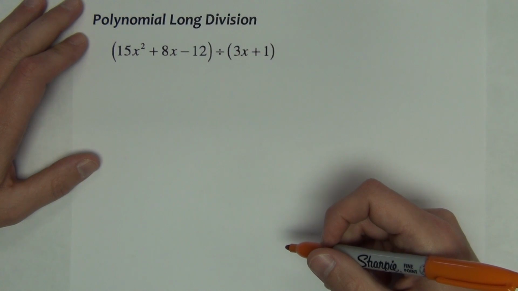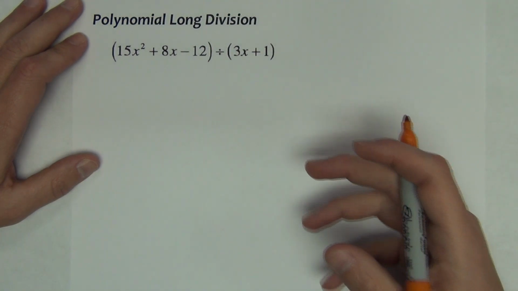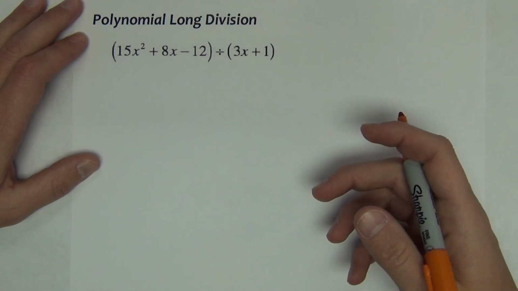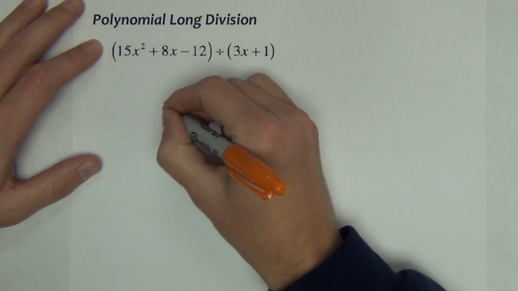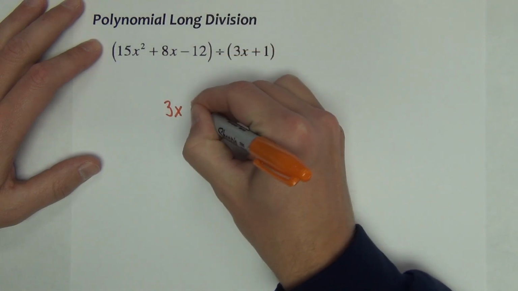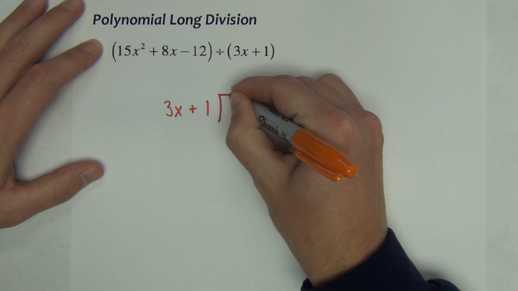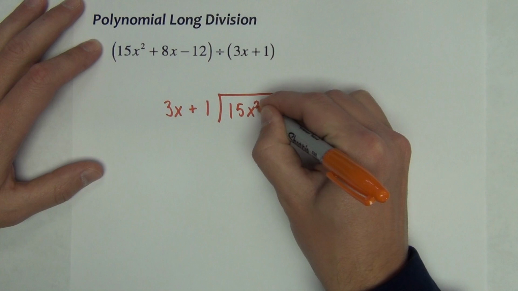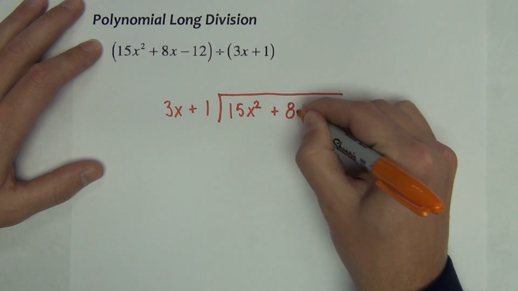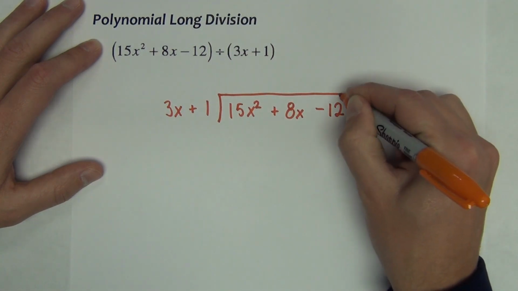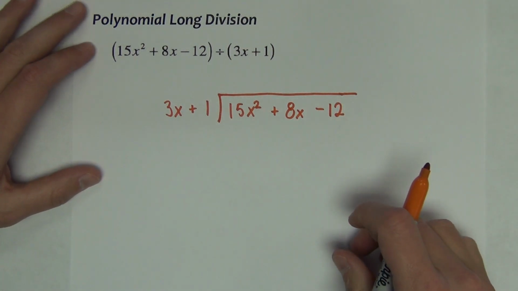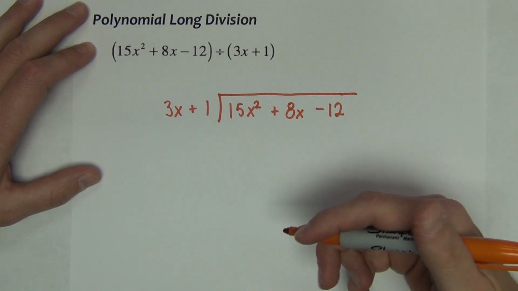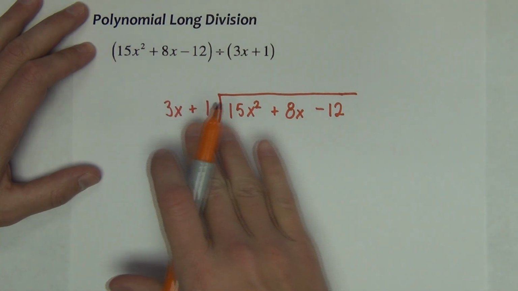Alright, well now let's see if we can apply what we just did with long division of numbers to long division of polynomials. First thing to do is just to rewrite the problem. So I'm dividing 3x plus 1 into 15x squared plus 8x minus 12. The first thing to do is to ask a similar question to the one we started with on the other slide: how many times does this go into this?